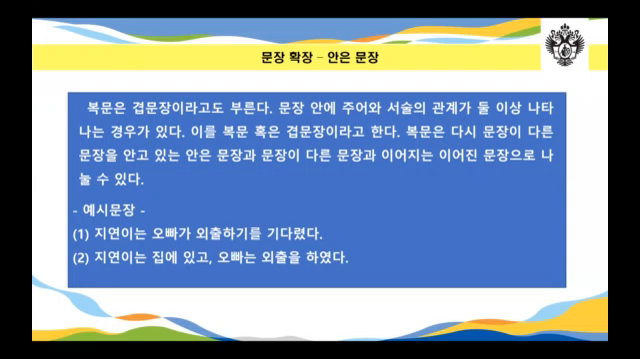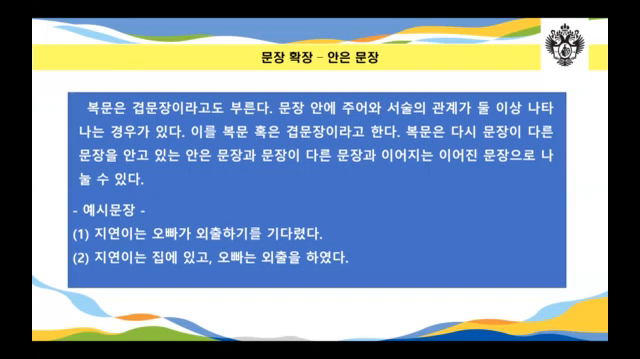named an embedded sentence, 안은 문장, and a sentence in which a sentence is connected to another sentence, named a conjunctive sentence. Conjunctive sentence in Korean, 이어진 문장. Please remember the Korean terms, 안은 문장, 이어진 문장. Look at the examples below. 1. 지연이는 오빠가 외출하기를 기다렸다. 2. 지연이는 집에 있고 오빠는 외출을 하였다.